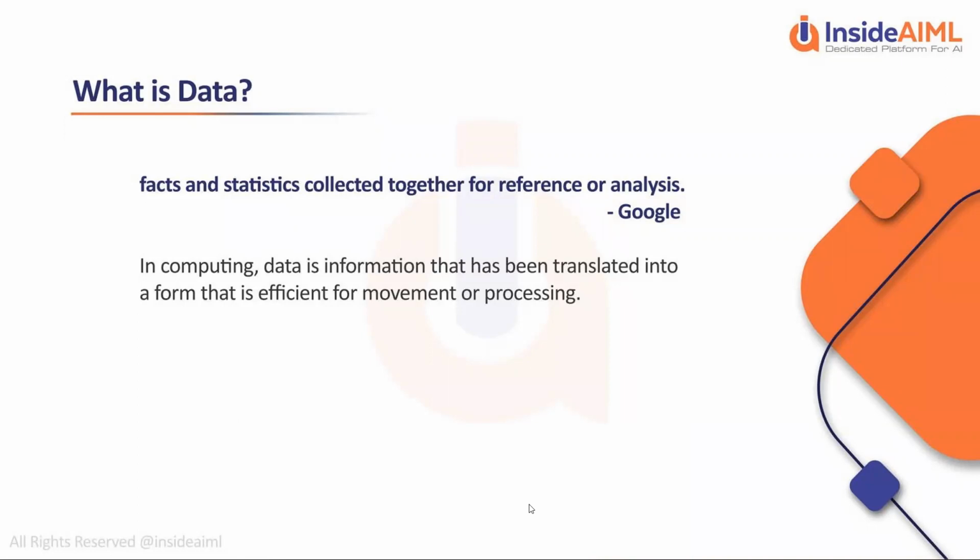So what is computing? What do we mean by computing? Computer operating process. Correct, Paras. Okay. So in computer operating processes, or in computing for short, data is information that has been translated into a form that is efficient for movement or processing. So we need to process a lot of data to do some sort of analysis, or to apply some algorithms, right? So yes, computing is any function by computer.